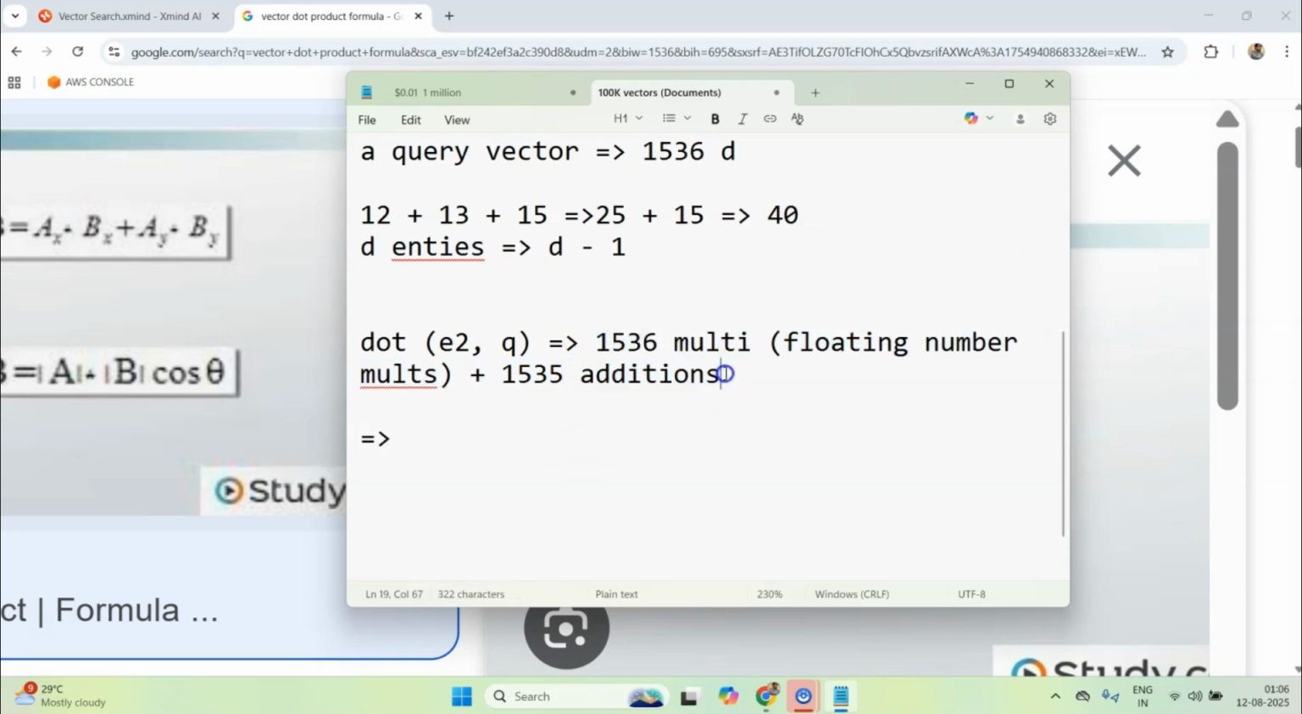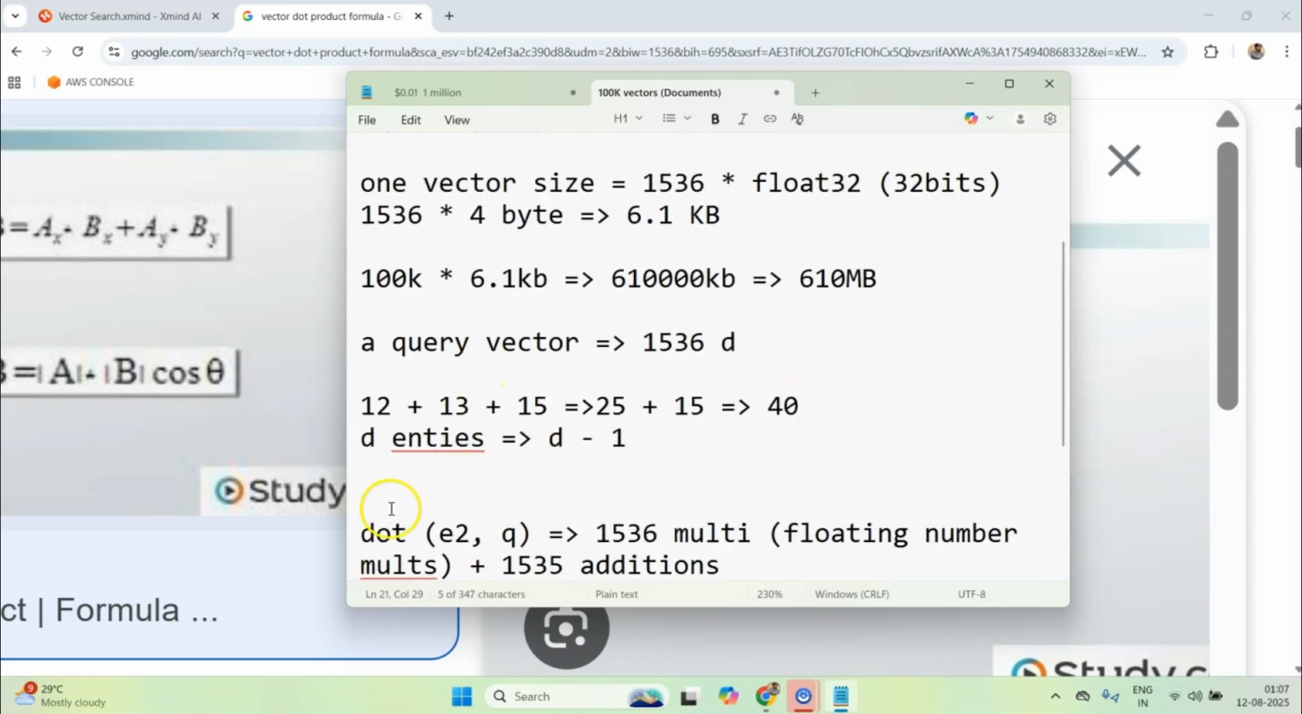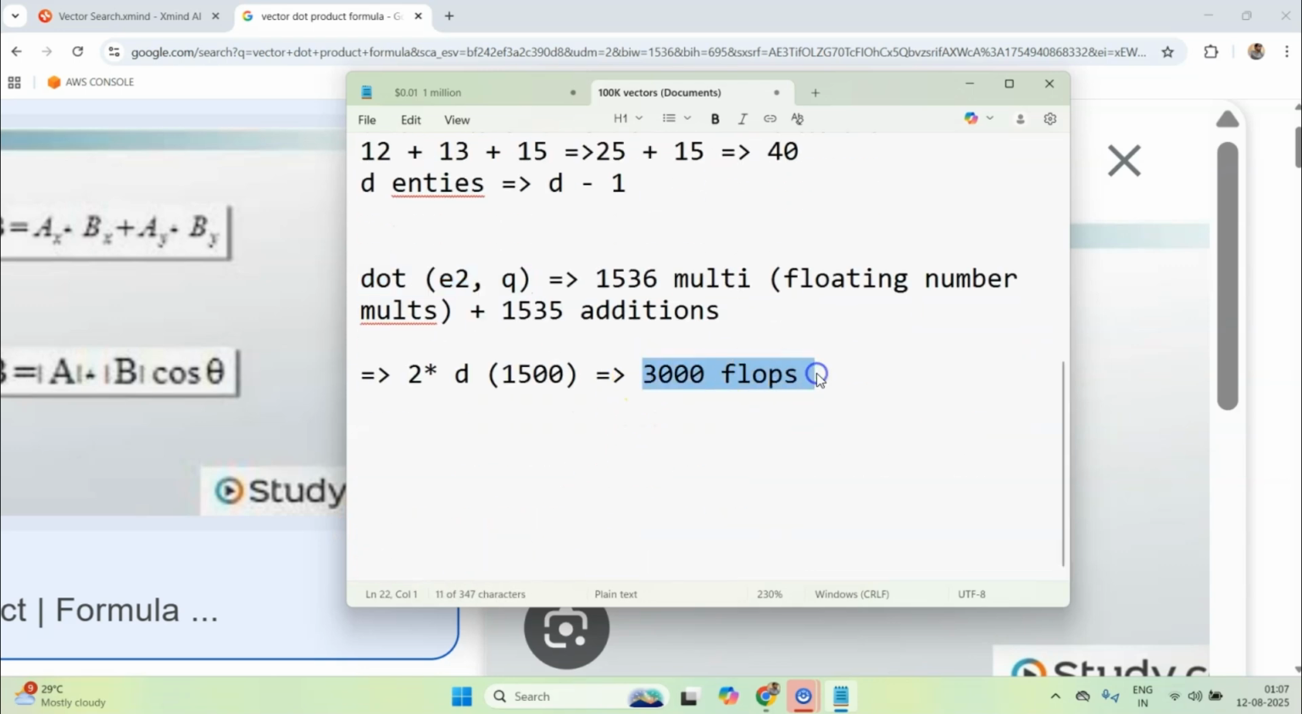So how many floating point operations am I talking about? About 2 times this, right? So 2 times d, and d in this case, let's take it approximately 1500. So I'm talking about 3000 floating point operations, which in short is known as flops. So in getting this dot product one time, I'm talking about 3000 floating point operations. Now if I have to do it 100k times, I will be doing 100k times 3000 floating point operations.